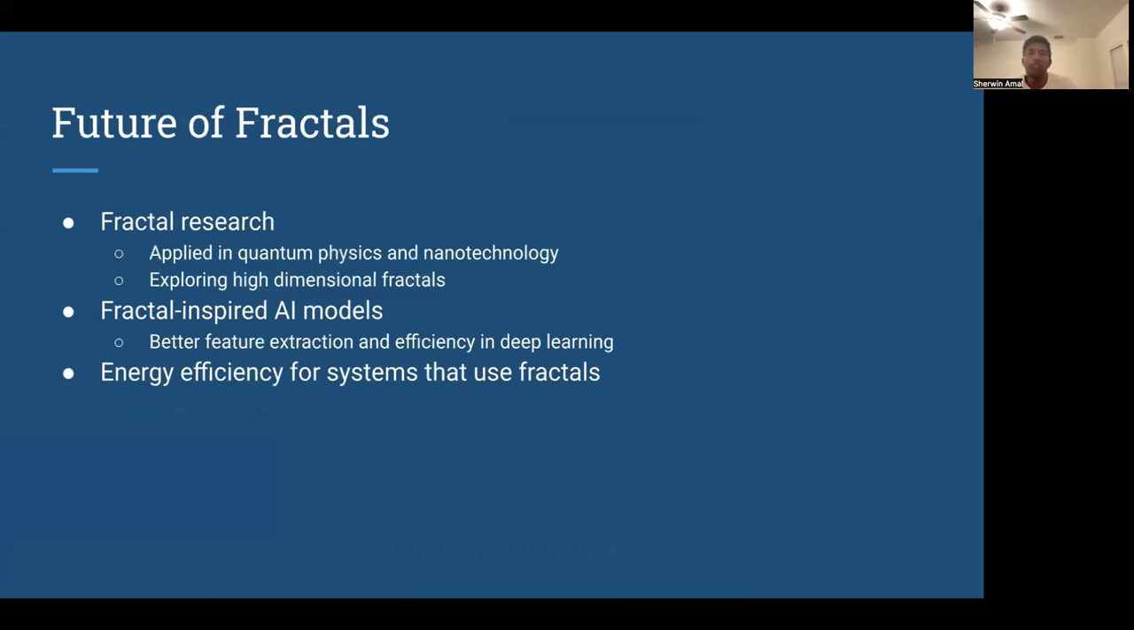In terms of the future of fractals, it can be applied to quantum physics and nanotechnology. It can also be used to explore high-dimensional fractals. There are also fractal-inspired AI models to improve feature extraction so models can understand certain patterns, and that's going to help with the efficiency of deep learning. It's also helpful for energy efficiency in general systems because there's going to be a repeated pattern throughout, and that's very helpful for saving time and energy to be more efficient.